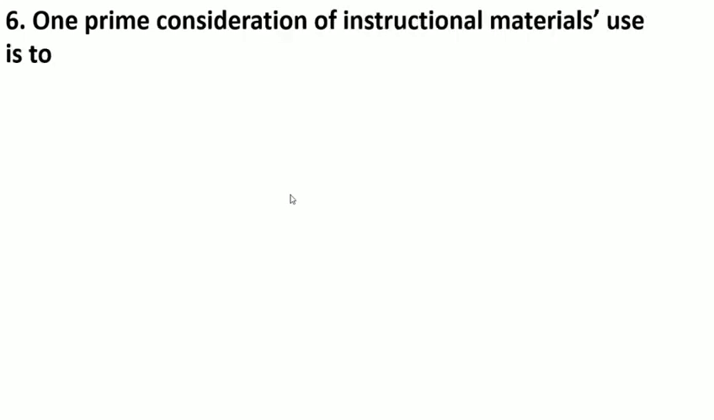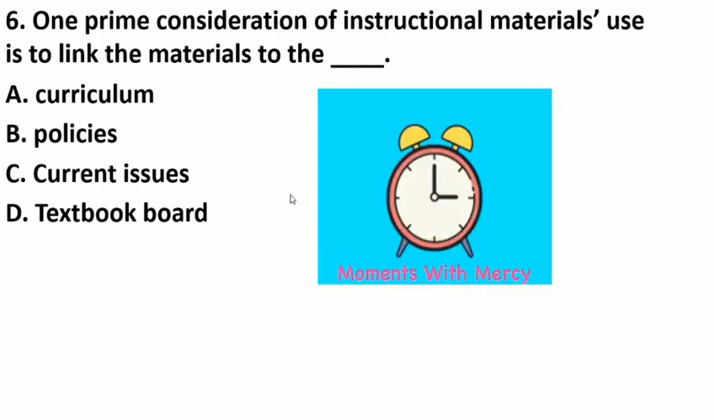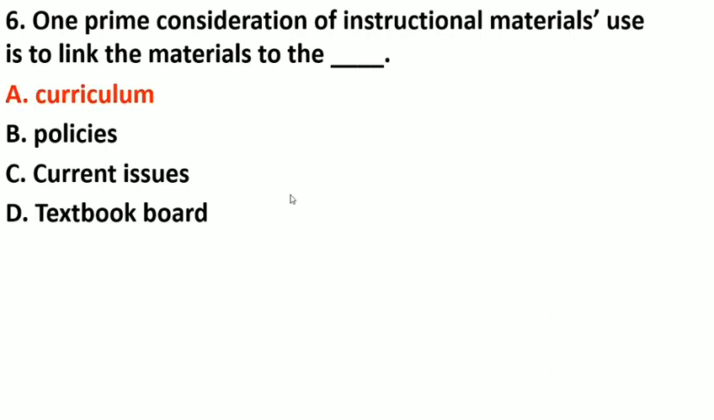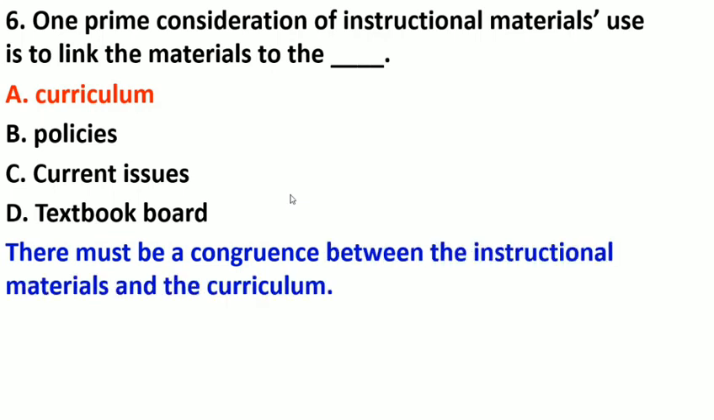Number 6. One prime consideration of instructional materials use is to link the materials to the blank. A. Curriculum, B. Policies, C. Current issues, and D. Textbook board. The correct answer here is option A. Curriculum. There must be a congruence between the instructional materials and the curriculum.